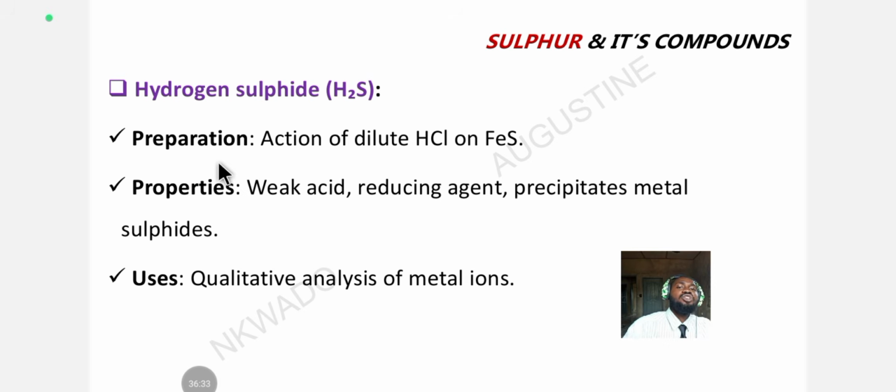What are the uses of hydrogen sulfide? It is used for qualitative analysis of metal ions. That's testing for the presence of metallic ions. Okay, because it readily forms sulfides with metals. That's why it is used for qualitative analysis of metal ions.